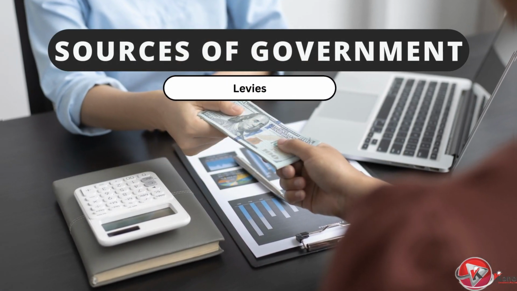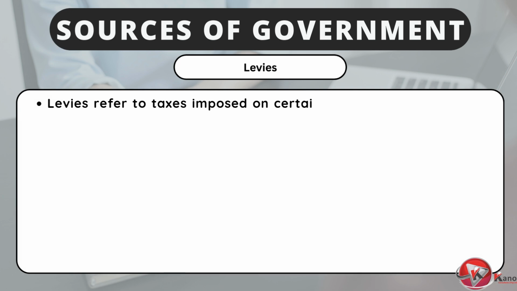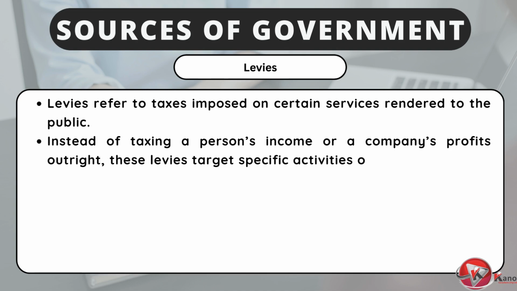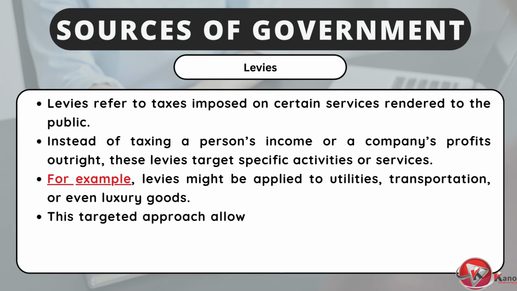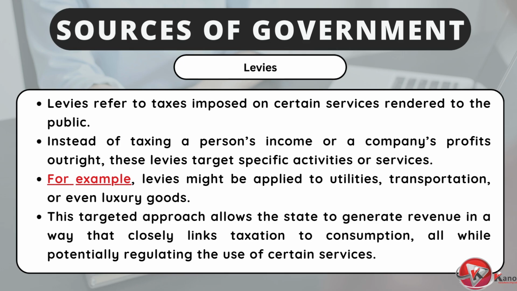Government revenue may also stem from levies. Levies refer to taxes imposed on certain services rendered to the public. Instead of taxing a person's income or a company's profits outright, these levies target specific activities or services. For example, levies might be applied to utilities, transportation, or even luxury goods. This targeted approach allows the state to generate revenue in a way that closely links charges to consumption, all while potentially regulating the use of certain services.